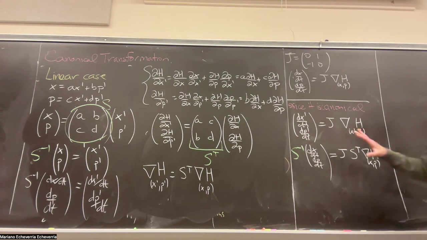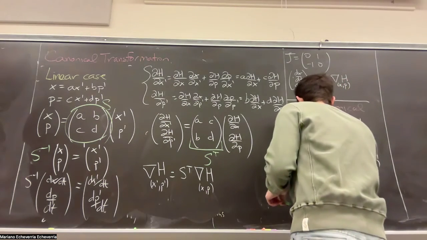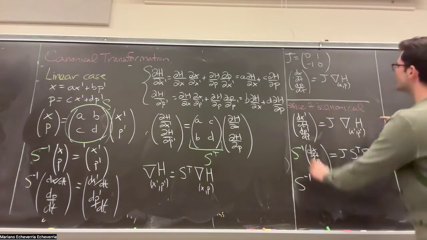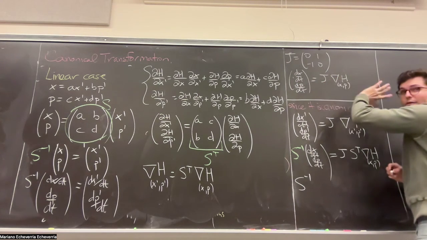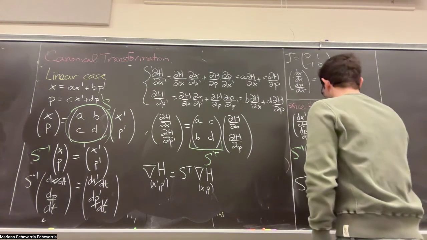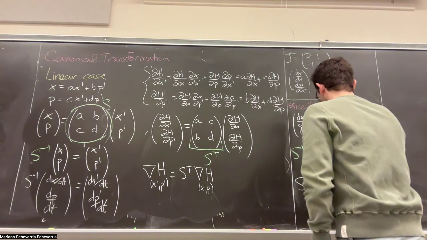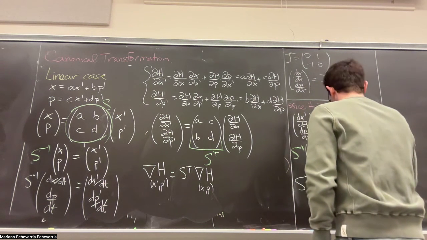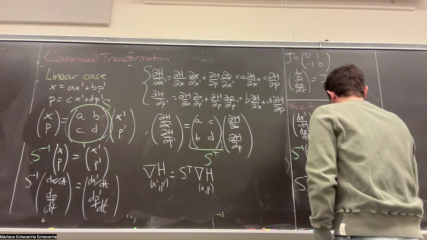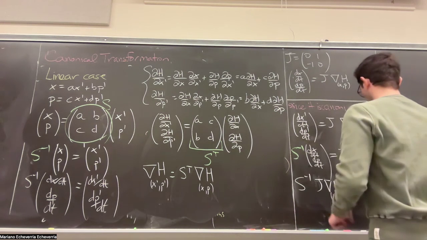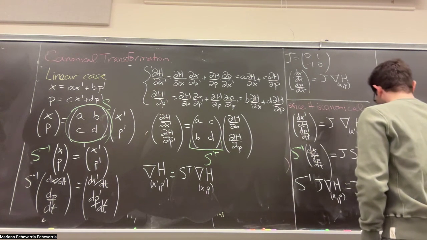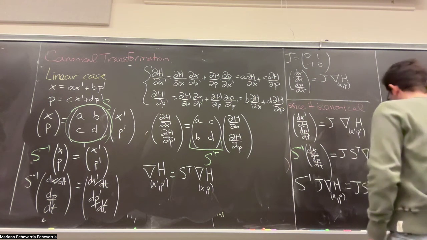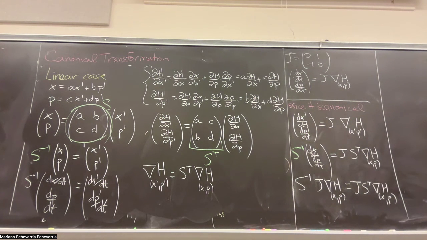We're almost done. So we have S inverse here. But what is this vector? We're assuming that you had a solution to Hamilton's equation, so it's still J times the gradient with respect to the original variables. Okay, so we're almost there.